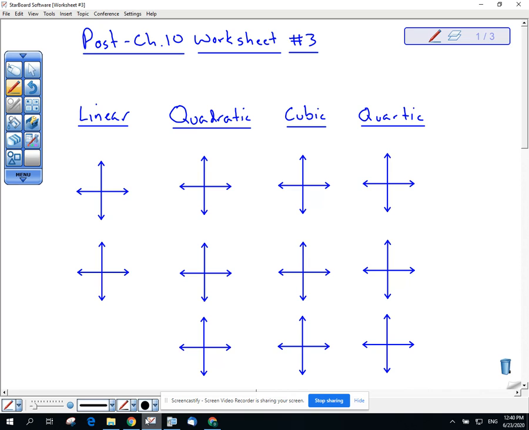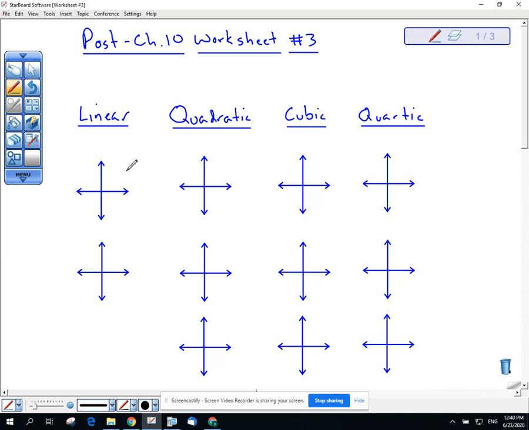Before I get to that, I want to remind you of some things that we did already discuss and carry that into higher ordered functions or higher degree functions. So for instance, in chapter 6, we started with linear functions. This was your slope-intercept form, point-slope form, standard form of lines.